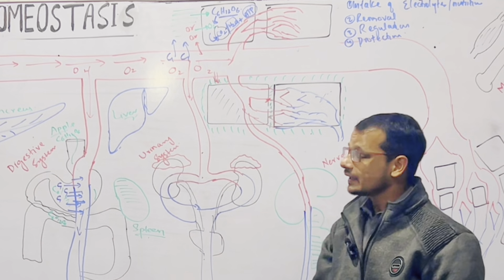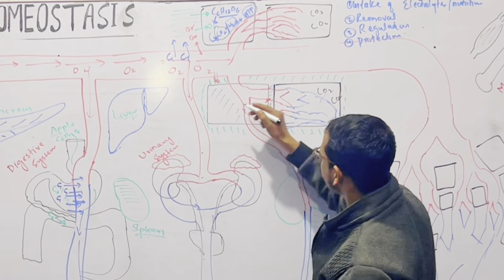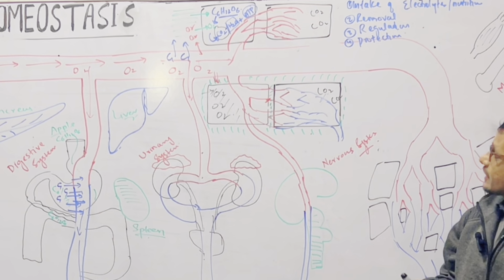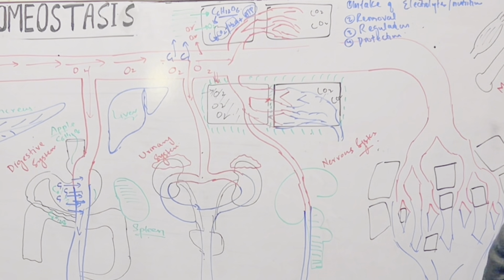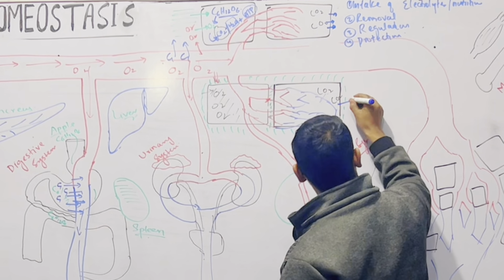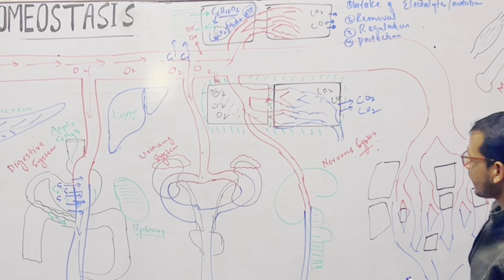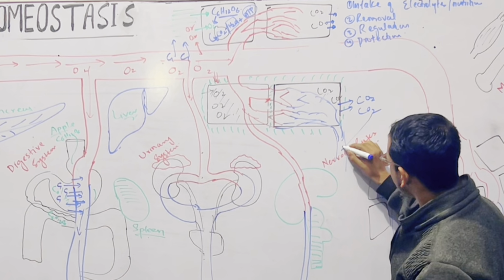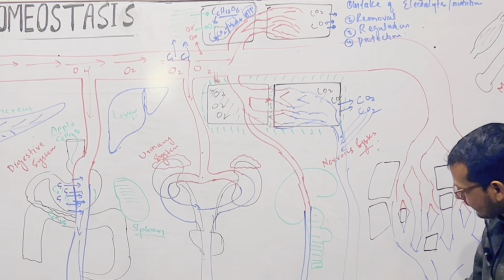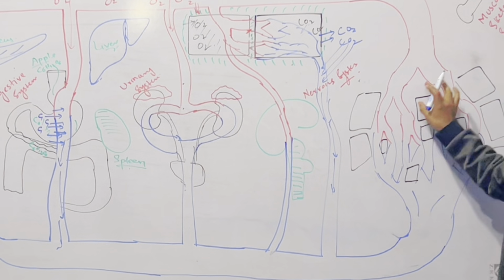Now carbon dioxide is present in intracellular fluids, and all cells have carbon dioxide, and all cells get oxygen from extracellular fluids. This carbon dioxide will first go to extracellular fluids. From extracellular fluids, the carbon dioxide will diffuse into blood, and this blood will join the deoxygenated part of our circulation. So now this is deoxygenated blood, like here.